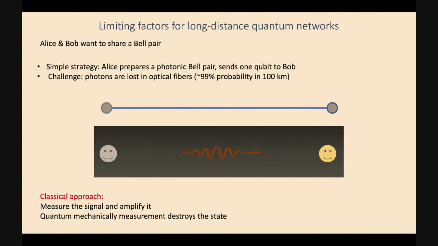So the simplest thing you can imagine is that one of the two parties, let's call the party Alice, creates a Bell state. And you can imagine that this Bell state is made of a photonic qubit and a matter qubit, or two photons. It doesn't matter for this example. And then Alice sends the one photon over some channel to the other party, Bob. Of course, when you do that, there's attenuation, and this photon can be lost.